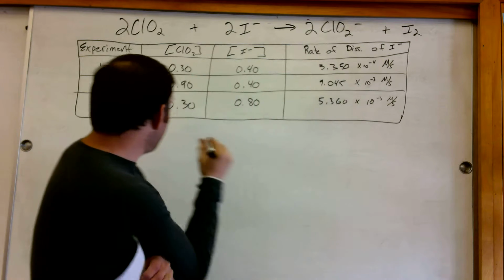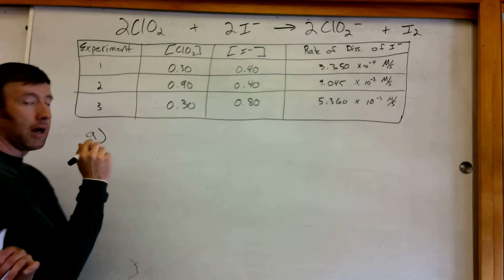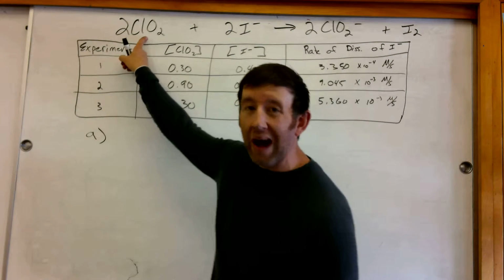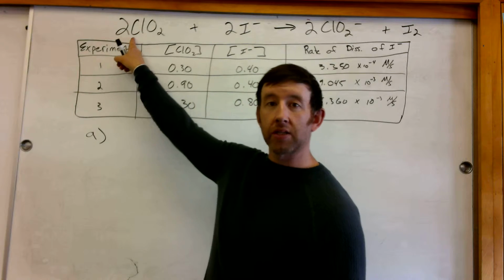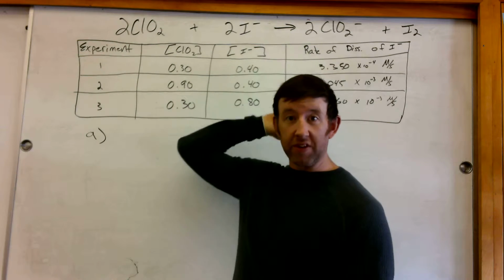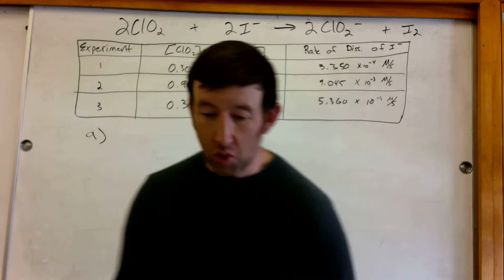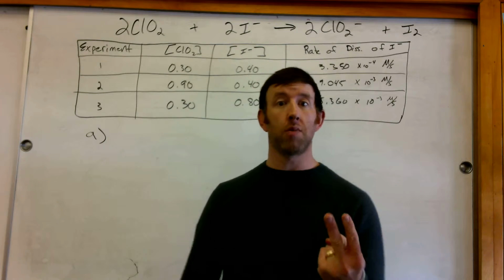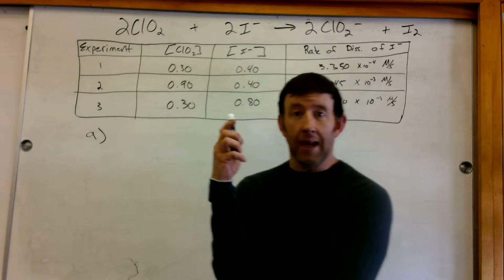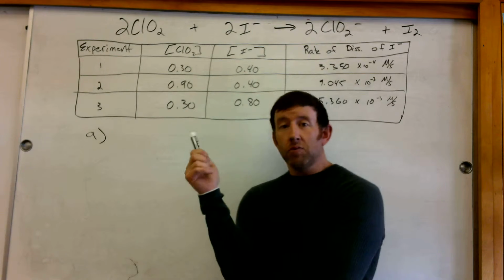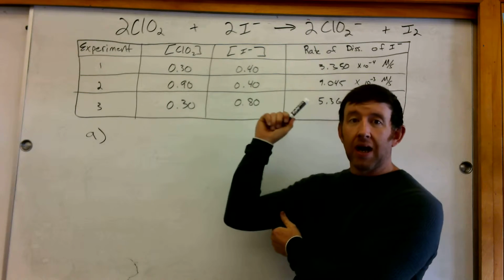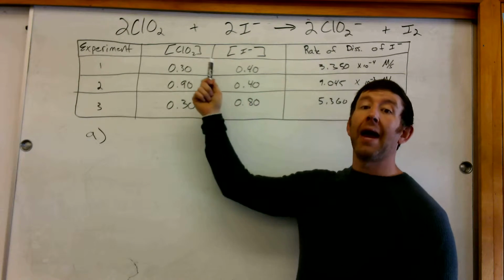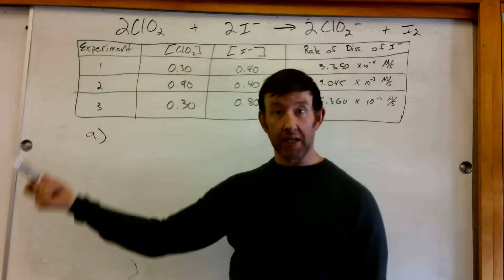All right, so 1A. I want to calculate the order with respect to chlorine dioxide. I want to know how changing my concentration of chlorine dioxide affects the rate, this number in this part of the table. This is not so tricky, we just have to be really careful. We have to pick which two experiments to compare. If I'm trying to identify how chlorine dioxide affects the rate, I need to pick two experiments where the iodide remains constant and the chlorine dioxide is what changes.